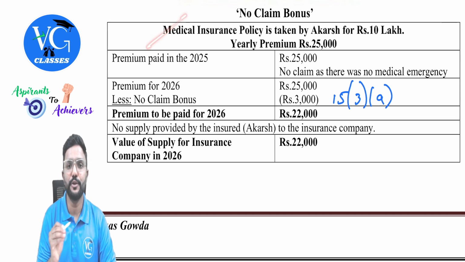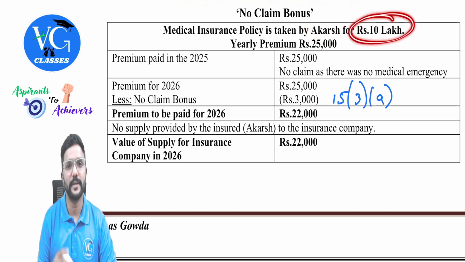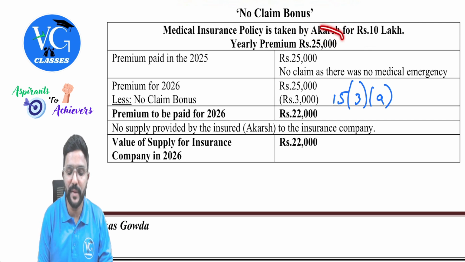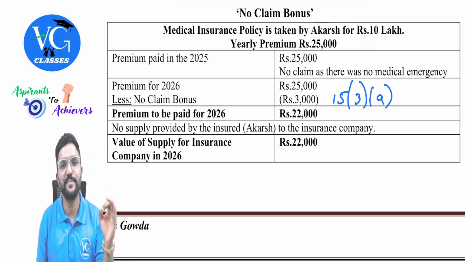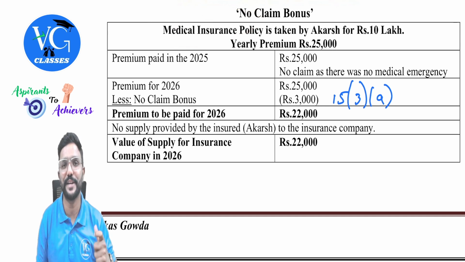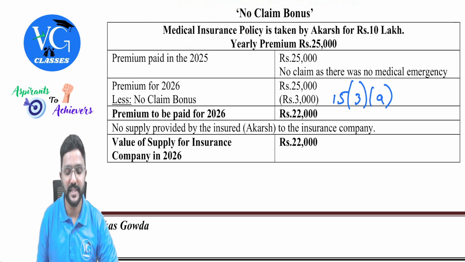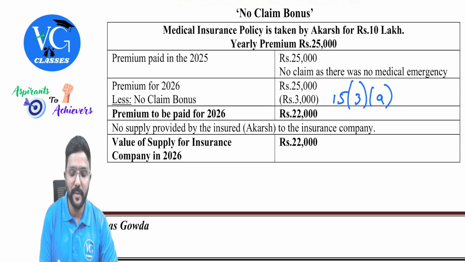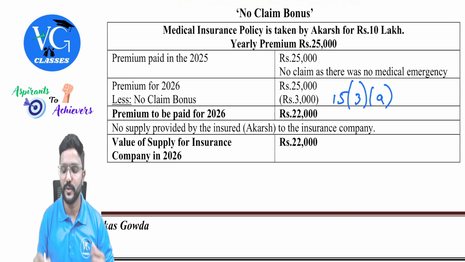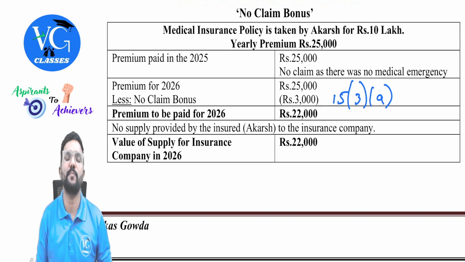So assume a medical insurance policy is taken by Akash, who is an insured, for rupees 10 lakh. So the policy amount or the insured amount is 10 lakh, and the yearly premium is 25,000. And please be careful, guys, this is not a life insurance policy. It is a medical insurance policy or health insurance policy. So Akash has paid a premium of 25,000 in the year 2025, and there was no medical emergency for him in the year 2025. So he has not claimed the policy.